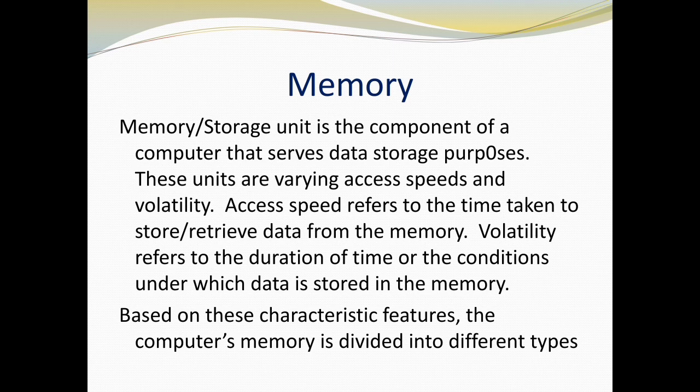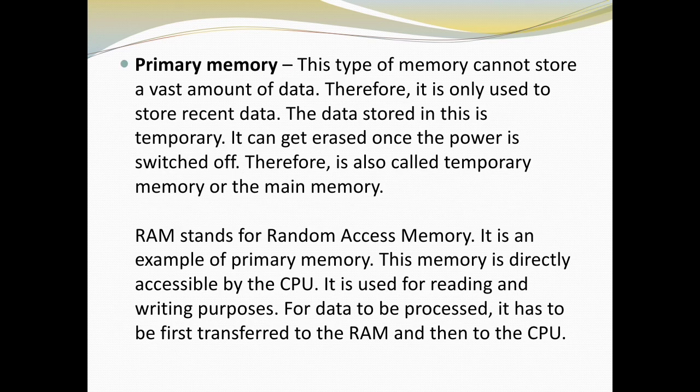That is access speed. Next, volatility. Volatility refers to the duration of time or conditions under which data is stored in the memory, either permanent data or temporary data. Based on these characteristics, access speed and volatility, the memory is divided into two types: primary memory and secondary memory. Primary memory is known as RAM, random access memory.